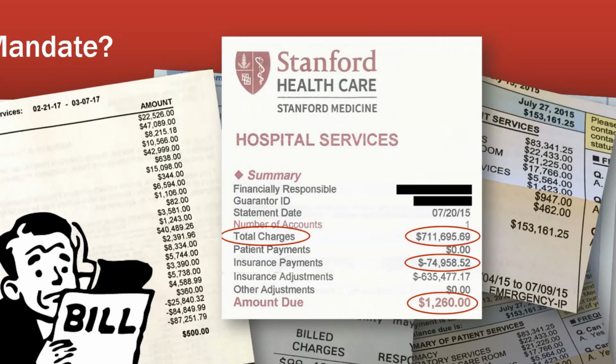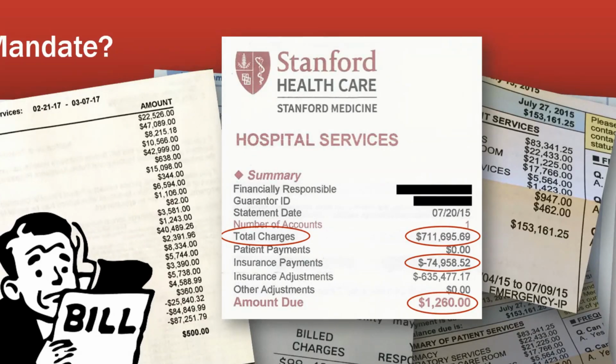and the cost is over $700,000. And then the insurance pays about $75,000. And then there is an adjustment of $635,000. And the patient is left paying $1,200 or so. Okay, so that's what happens when you have insurance.